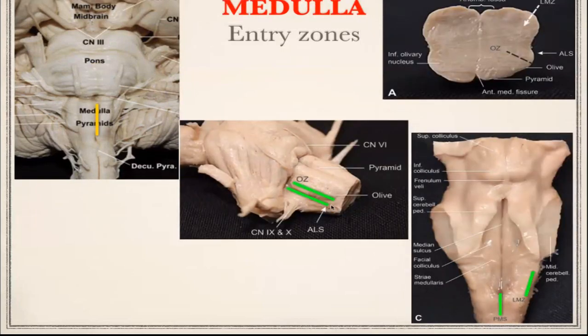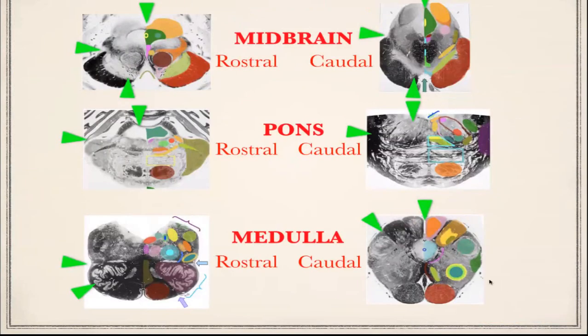Medulla, you can go through the olive or retroolivary sulcus in front of cranial nerve 9 and 10, and possibly between the medullary pyramids from anteriorly, and posteriorly, the posterior midline sulcus or the lateral medullary zone. And that's about it for the medulla. So putting it all together, the green arrows are areas you could consider to enter the brainstem from. Midbrain, rostral caudal, pons, rostral caudal, medulla, rostral caudal.